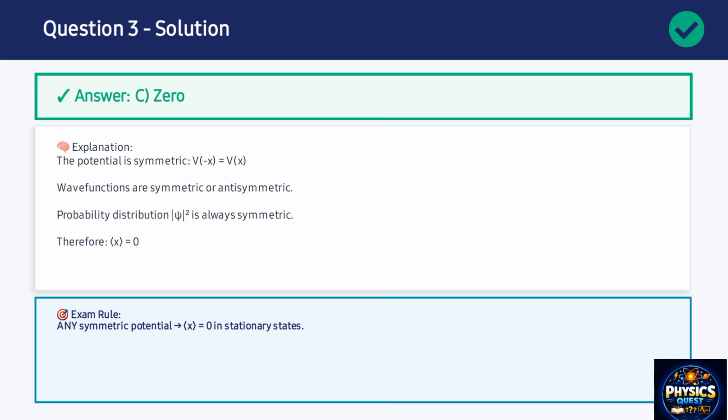Explanation. The potential is symmetric about x equal to 0 and stationary wave functions are symmetric or antisymmetric. Hence, the probability distribution is symmetric and the average position is 0. Exam rule: for any symmetric potential, the expectation value of x is equal to 0 in stationary states, not just the harmonic oscillator.